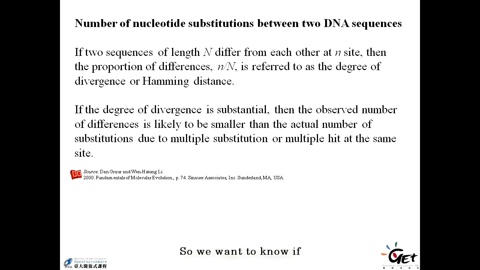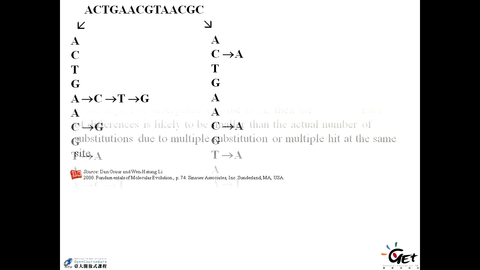So we want to know, if there are n differences, the small n, in any given length of the sequences, what's the proportion of differences. And at the end, we want to know the degree of the divergence in the population and how we estimate it from this observation.